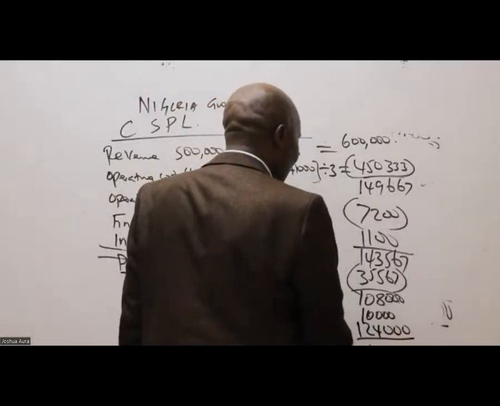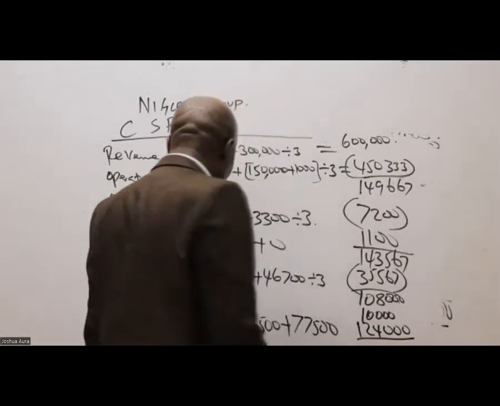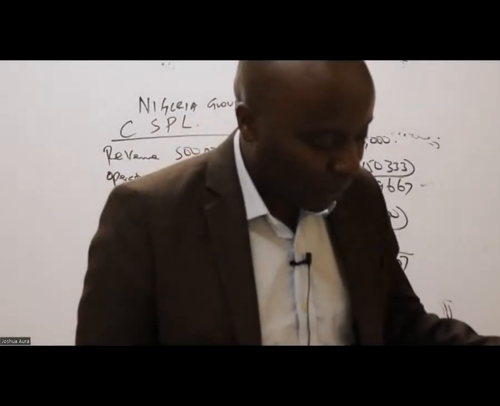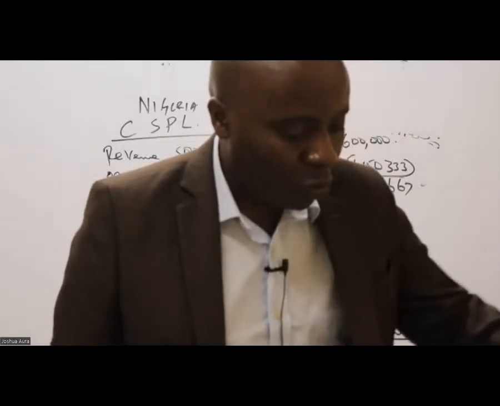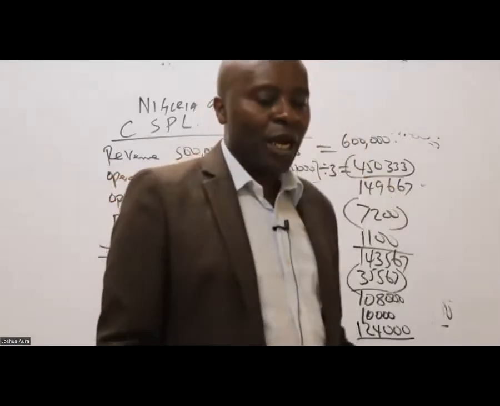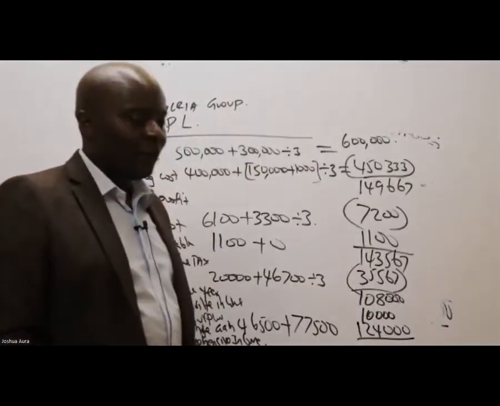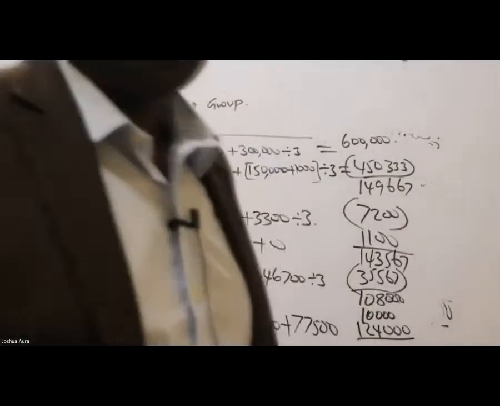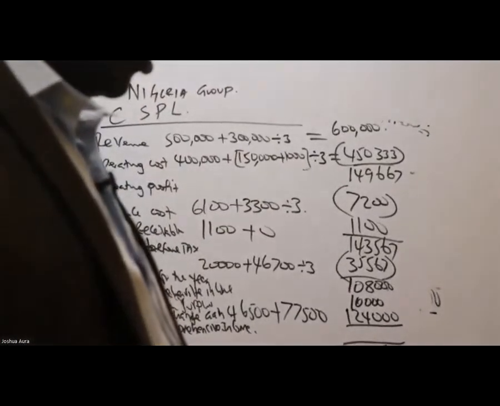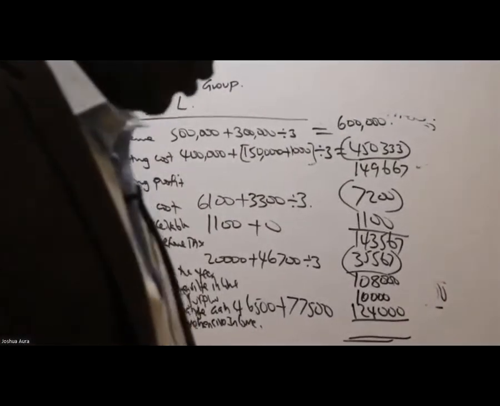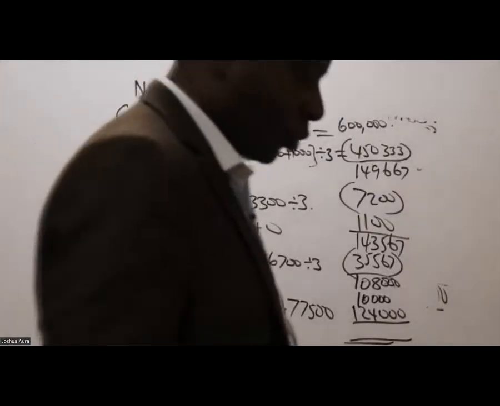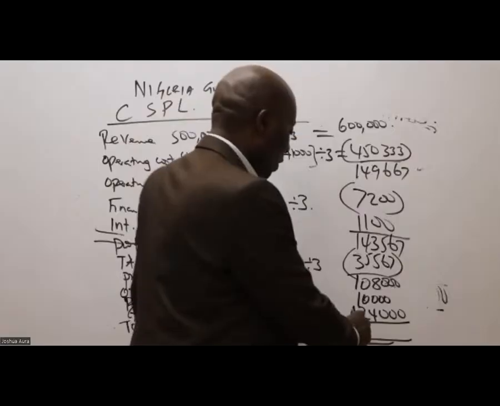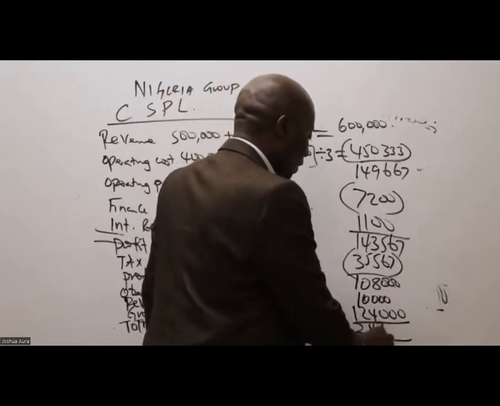So please come and add there to give us the total comprehensive income. Total comprehensive income, how much does it come to when you add? 242,000. That is the end of the thing.